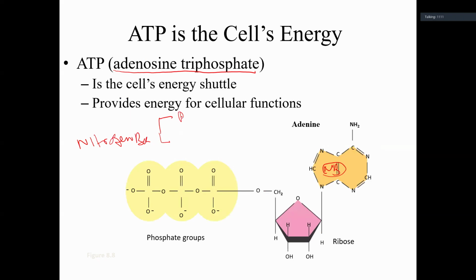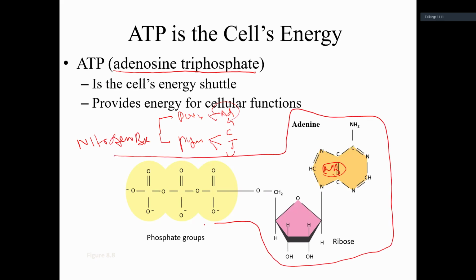There are two types, purine and pyrimidine. Purines are adenine and guanine. Pyrimidines are cytosine, thymine, and uracil. So this adenine, combined with the others, forms a structure. If you want to give it a scientific name, what is it? Nucleotide.